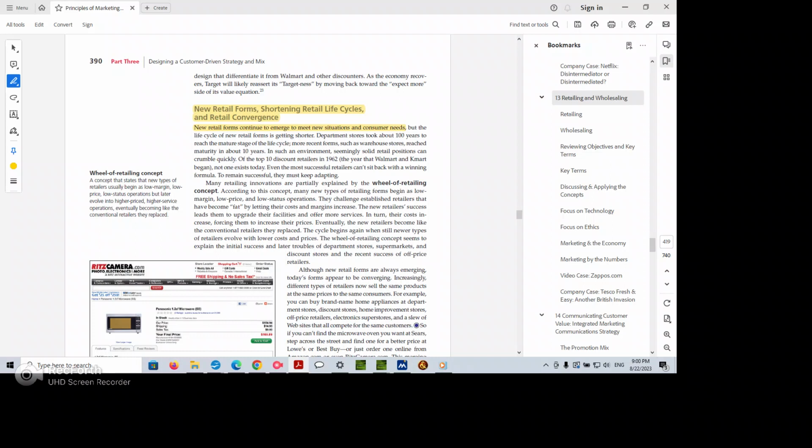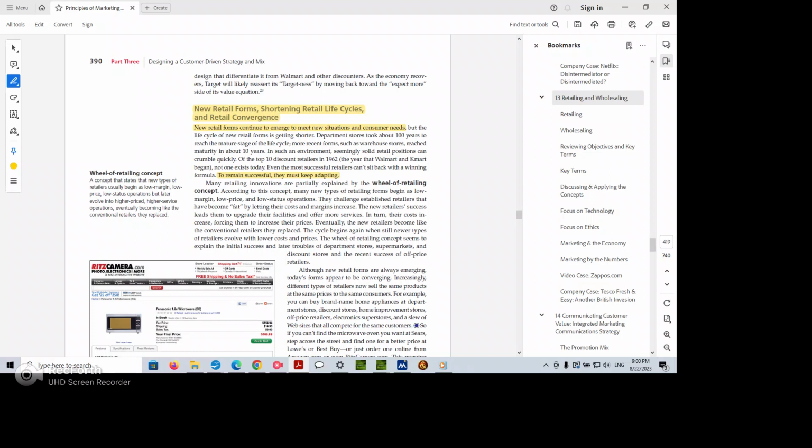Of the top 10 discount retailers in 1962, the year that Walmart and Kmart began, not one exists today. Even the most successful retailers can't sit back with a winning formula. To remain successful, they must keep adapting, exactly what I said. Remember, I've said this in the past? That's what it is. As demand changes, products have to change. Now I'm trying to adapt to this problem.